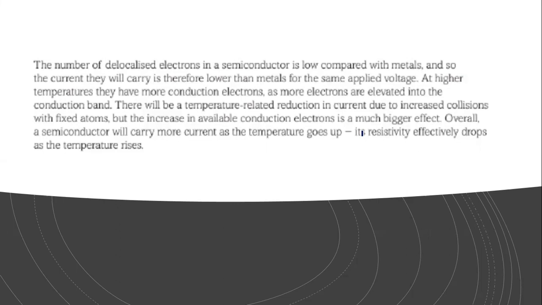So if I take a piece of metal and a piece of silicon, and I put the metal at 10 volts and the silicon at 10 volts, the silicon has fewer delocalized electrons. So for the same voltage, it will give me a lower current. Now, at higher temperature, whenever you increase the temperature, what will happen? The electrons will gain kinetic energy, and they will be able to move from the valence band to the conduction band. As they move from the valence band to the conduction band, what is going to end up happening?